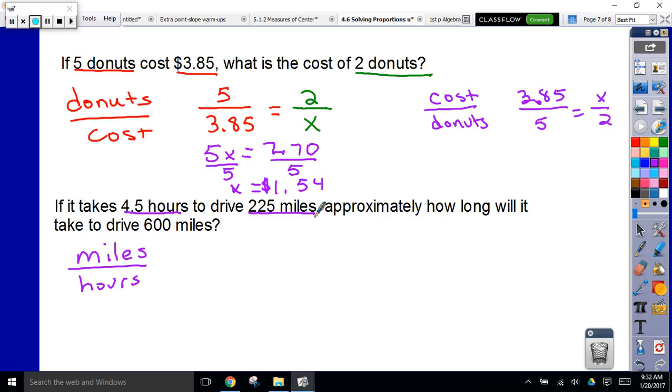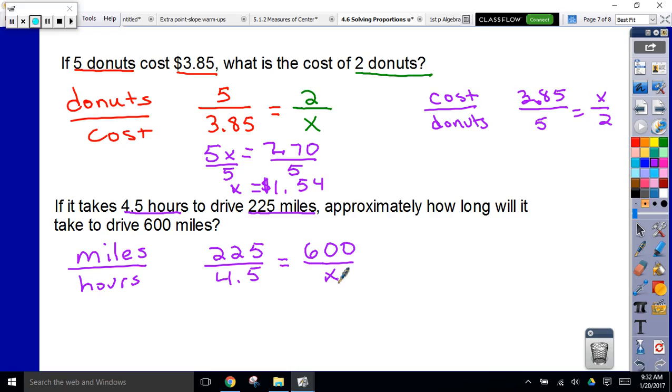Okay, so which number, Jace, do you want to put on top? We will put 225 on top. Good. 225 is for miles, so we're going to put that on top. We're going to put the 4.5 hours on the bottom. Okay, now it asks us how long it's going to take to drive 600 miles. Brian, where am I going to put that 600? Is it going to go on the top or the bottom? Top, good. 600 miles on top, X hours on the bottom.